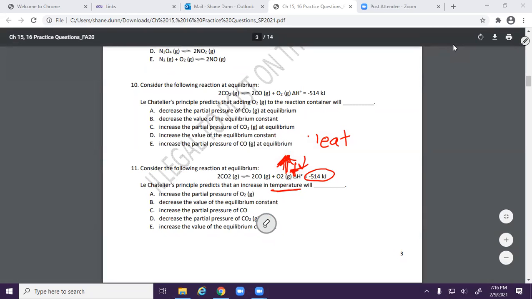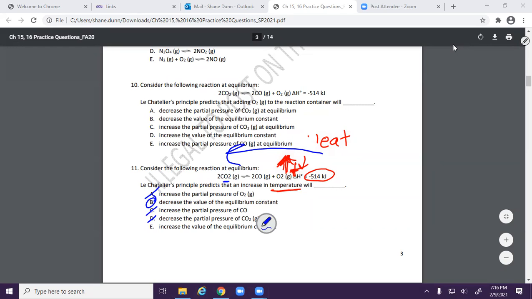What's going on? It's going to shift towards the left because I increased the heat. Good. So if I shift towards the left, what should increase theoretically? The amount of carbon dioxide I have, right? I won't have an increase in O2. I won't have a decrease in O2. I won't have an increase in CO. Oh no. I'm going to have a decrease in something. Same thing like the problem above. You have a decrease in the equilibrium constant.